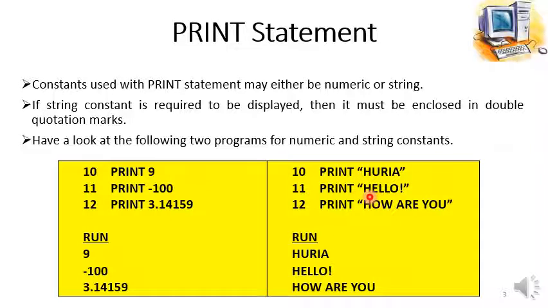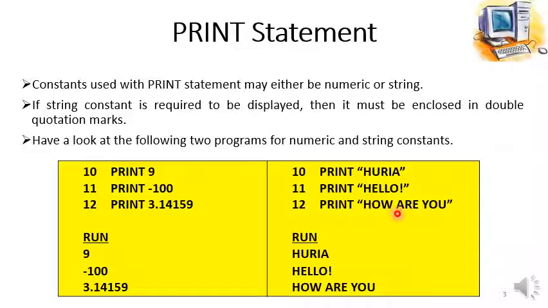And in the second statement you can see that we have written this word hello along with an exclamation mark, and it is enclosed in double quotation marks, which shows that it's a string and displayed by the print statement. And then in the third statement we are displaying a long string, which is just like a sentence, that is how are you, and it is also enclosed in double quotation marks.